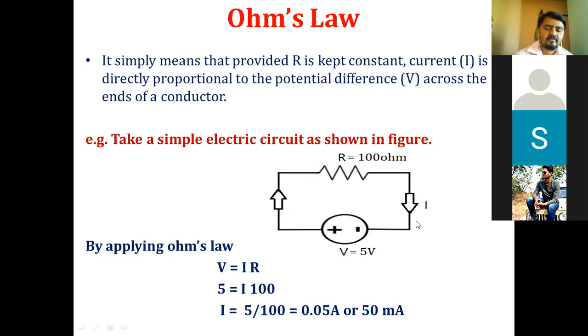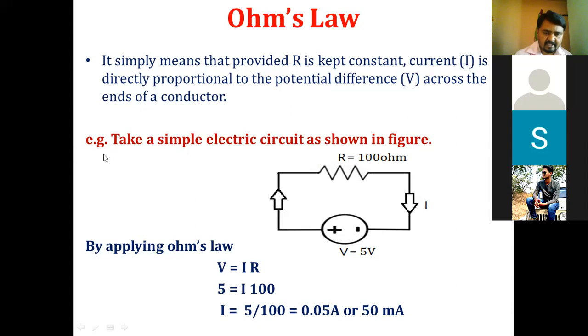V upon R. V is 5, R is 100 here now. So 0.05 ampere, or 50 milliampere also we can write down here. So this is the simple example here now.